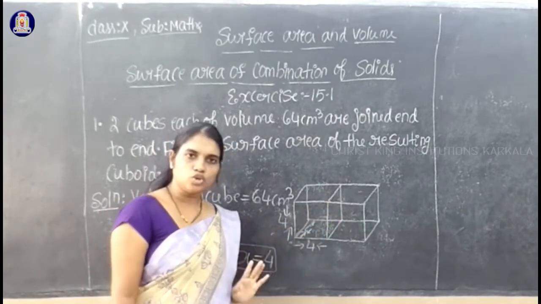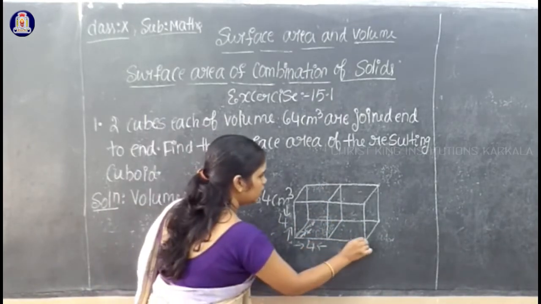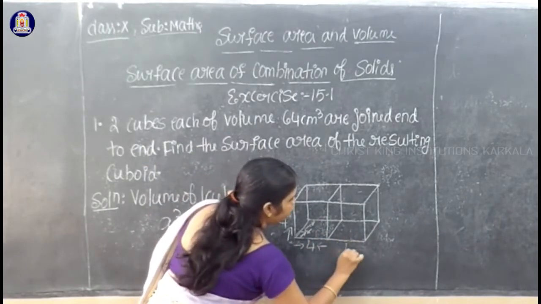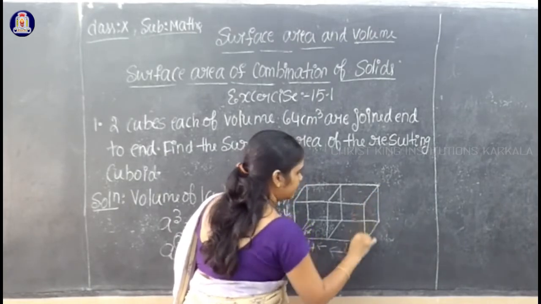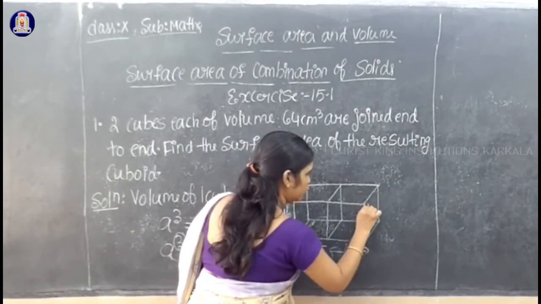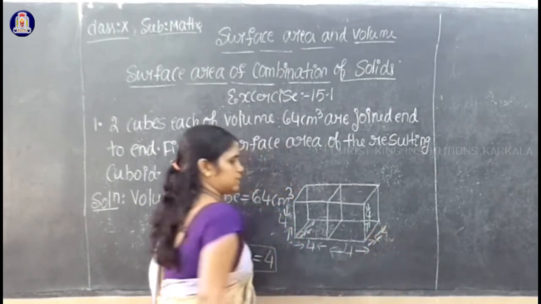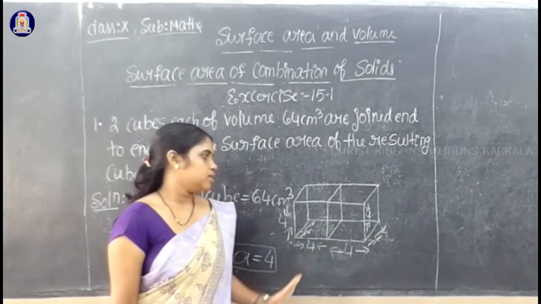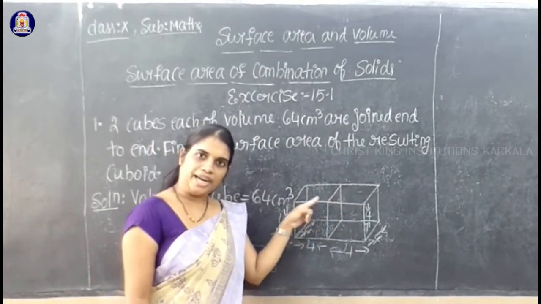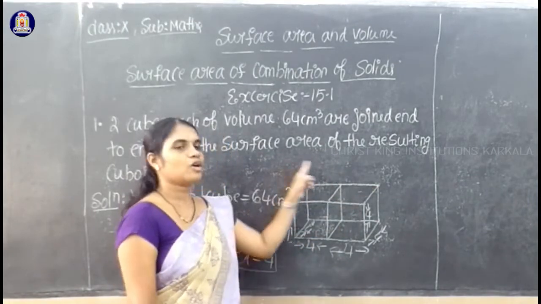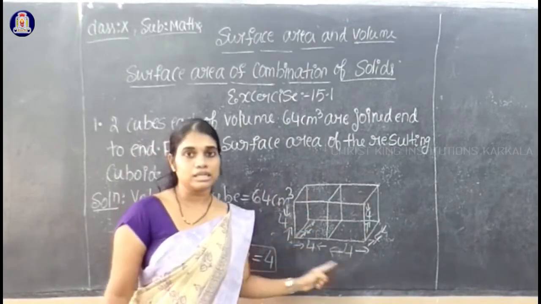For the second cube also, the length will be the same. So what is here to here? What is the length of this side? 4. Again, its height is also the same, 4 units. Again, its breadth is also the same, 4 units. See now, if we join 2 cubes end to end, then the resulting solid is a cuboid. Right?